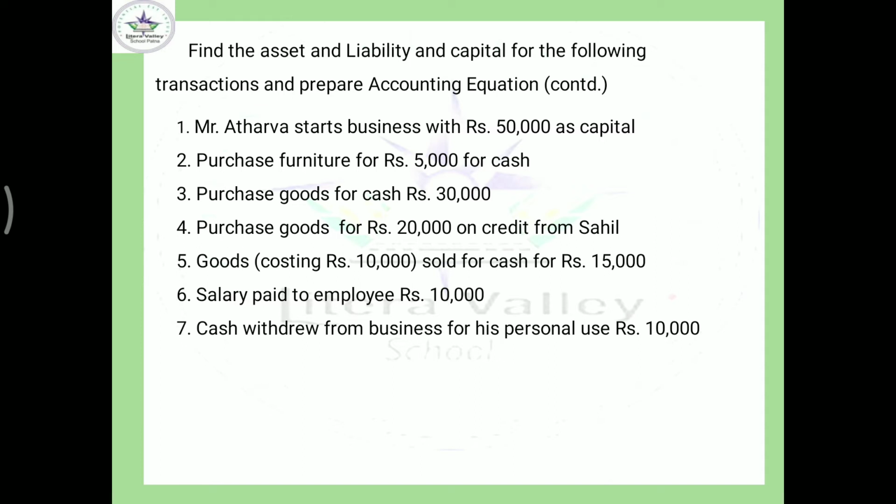Now again come to the next one, the fourth. Purchase goods for rupees 20,000 on credit from Mr. Sahil. So if you find the two heads, the two sides, one is goods, again an asset, and Mr. Sahil, who is a supplier for the business of Mr. Atharv. So here Mr. Sahil will be termed as a creditor. I think you are aware of the term creditors.